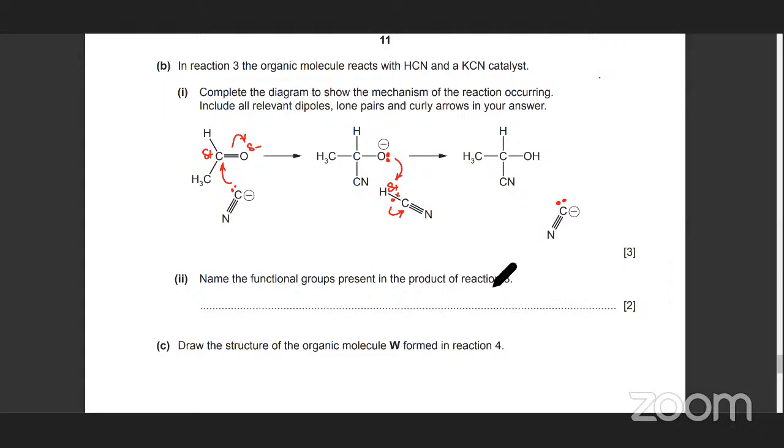And name the functional group present in the product of reaction number 3. So it's a CN and there's an OH as well. So there are two functional groups present. Together it's known as a cyanohydrin. But since you have to name the independent functional groups, there's a nitrile and there's an alcohol, specifically a secondary alcohol. Because remember, the OH is attached to a carbon atom that's already attached to a bunch of carbon atoms. So that's a secondary alcohol.